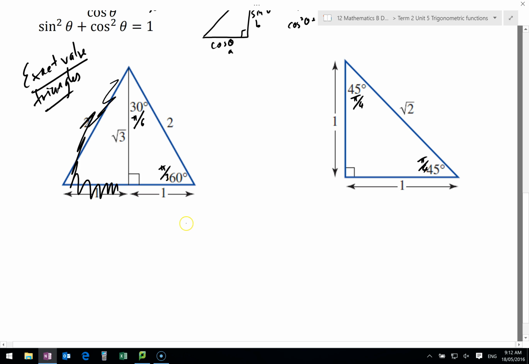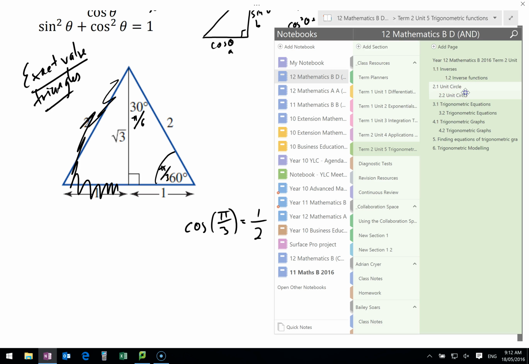So if I'm doing a problem and it asks me for cosine of pi on 3, I don't just go to my calculator. I'll draw this right angle triangle. I'll remember that cosine is adjacent over hypotenuse. So from the point of view of pi on 3, adjacent is 1, hypotenuse is 2. I'll be able to do that in the same way over here. For example, tan of pi on 4 is opposite over adjacent, so opposite over adjacent is 1. So you need to know these two exact value triangles.